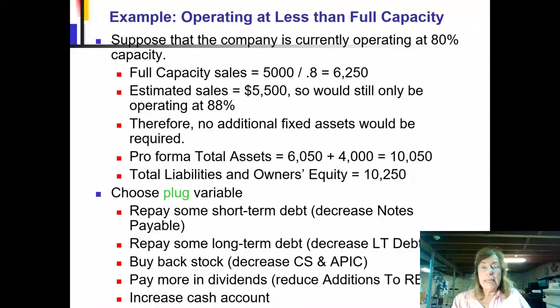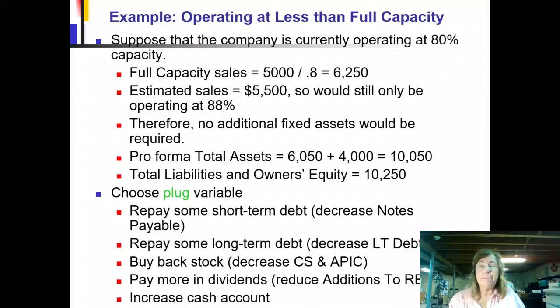Then we would see that our total assets would only be $10,050. Our liabilities plus equity, we said, is $10,250. Now what we have is excess funding. So now we could repay some short-term debt, our notes payable, repay some long-term debt, buy back some stock, or pay more in dividends, reducing our addition to retained earnings, or if we want to increase our assets, just have the cash.